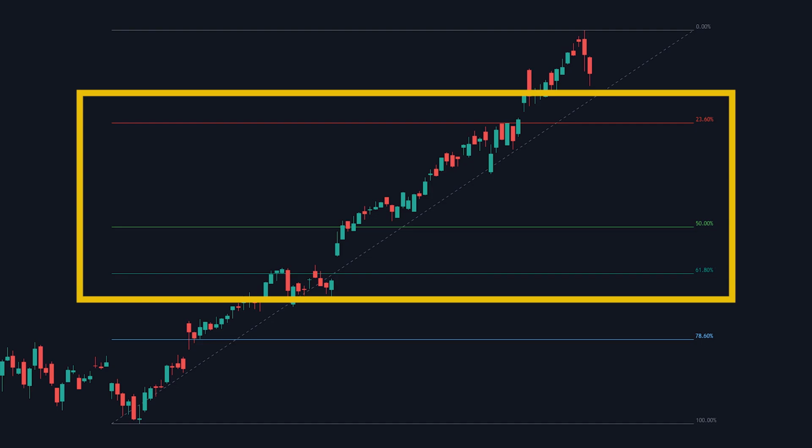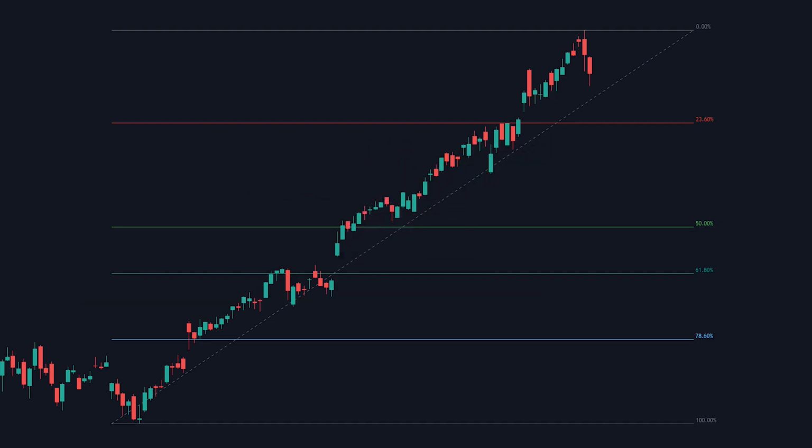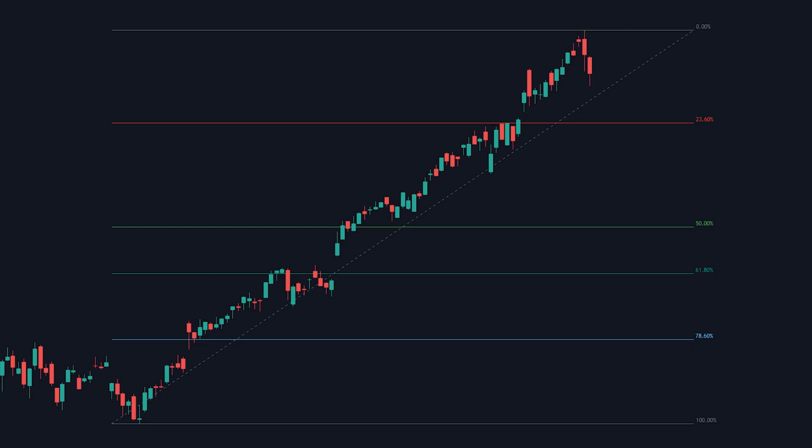A lot of traders will call this area the golden zone. This tool will also tell us what is considered a pullback. If the price bounces off any of these lines, it's considered a pullback, meaning there's a chance for it to bounce off and go to the next level.